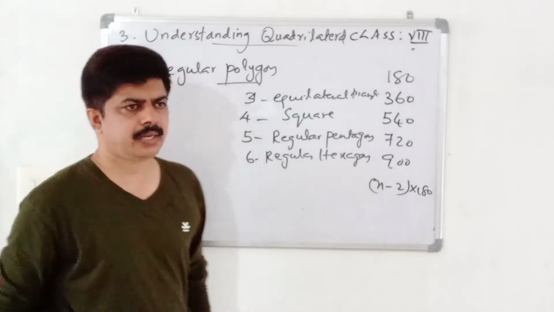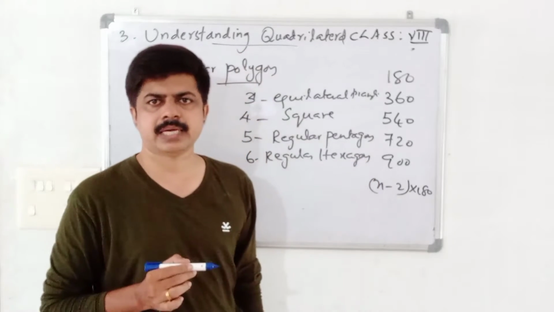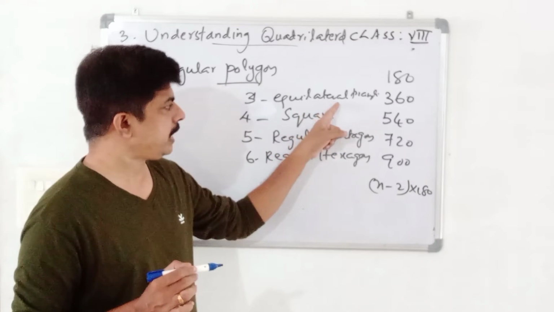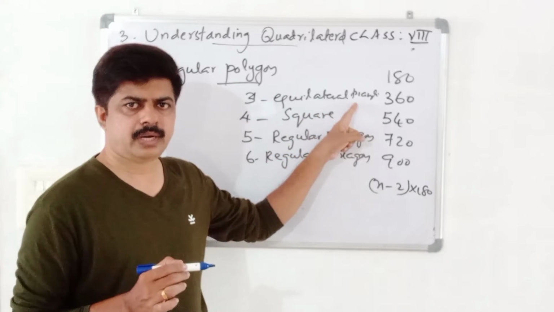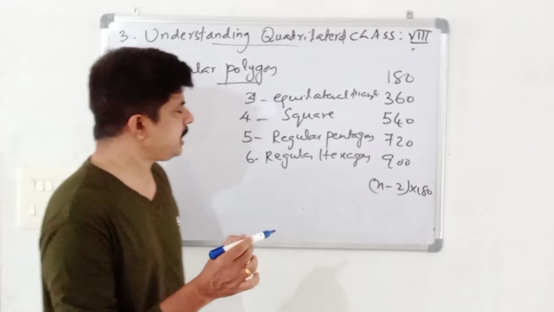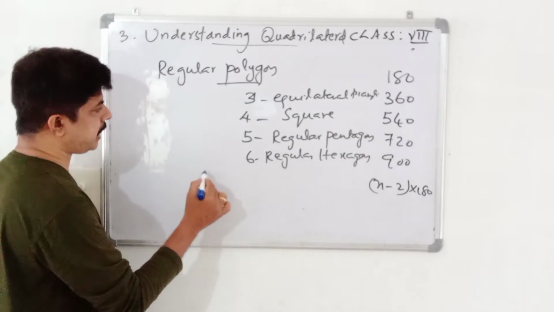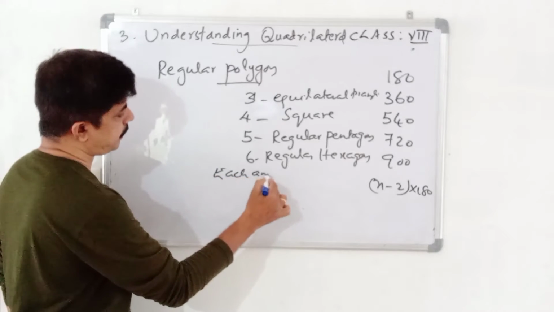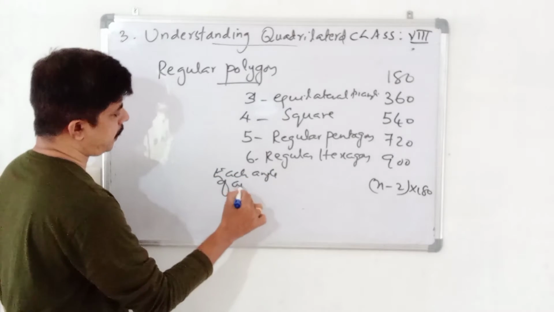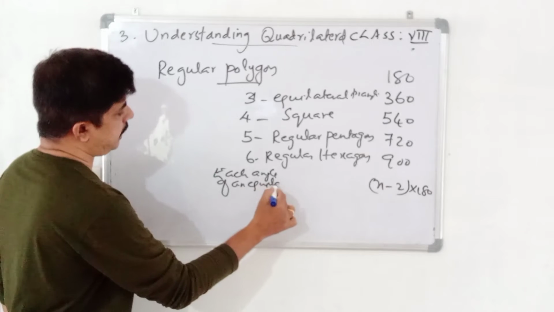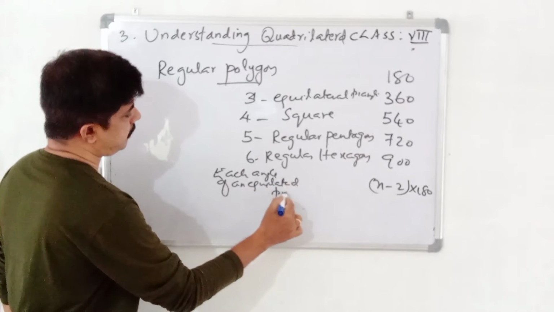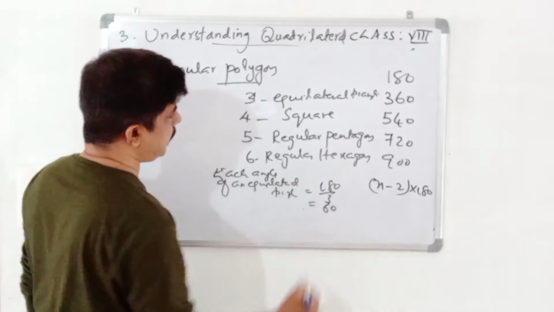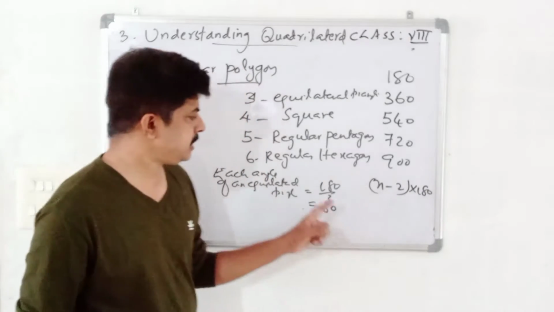Okay, we know that regular polygon means all the angles are equal. Since we know that an equilateral triangle is a regular polygon, each angle of an equilateral triangle is equal to 180 by 3. Each angle of an equilateral triangle is 180 by 3, it is 60 degrees.